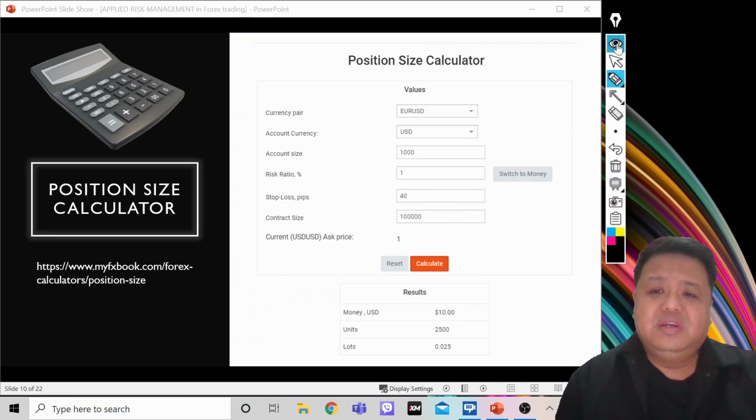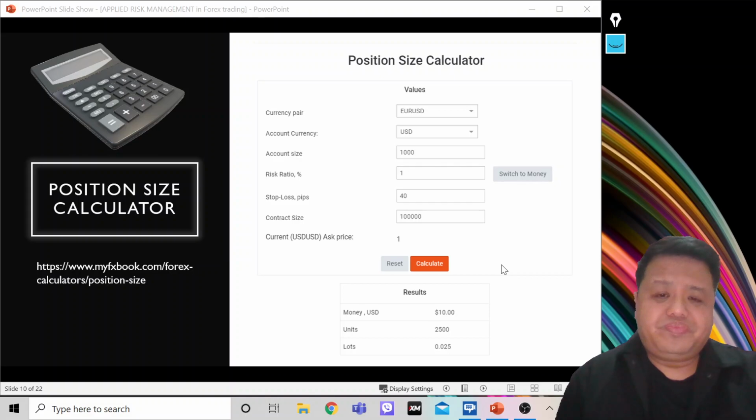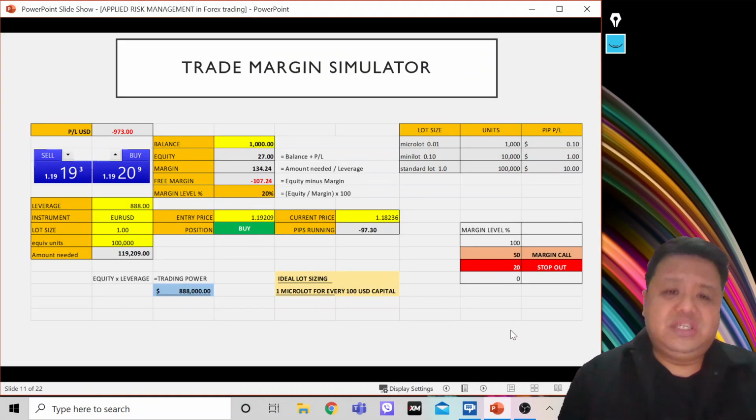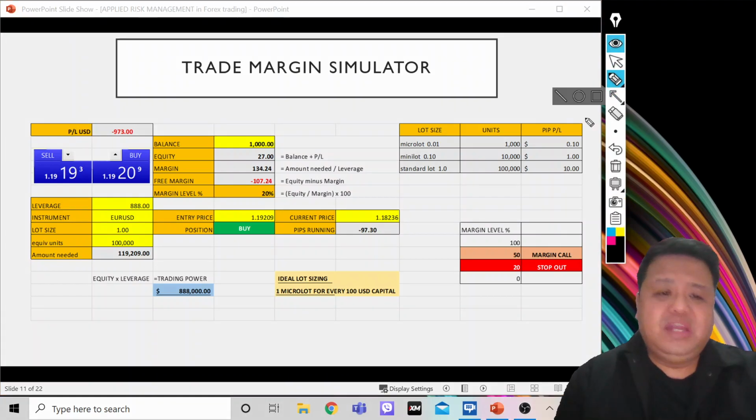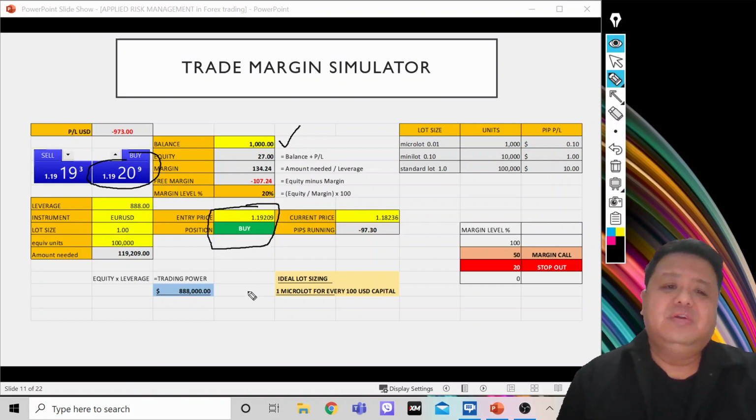Okay. So, to continue, this is a trade margin simulator na ginawa ko lang sa Excel. So, ipapakita ko lang dito na halimbawa yung account ay $1,000. Okay. Tapos, pumasok siya sa trade. Ito yung price ng buy niya. 1.119209. So, ito yung buy niya. Okay. At ang pinasok niya ay 1 lot.